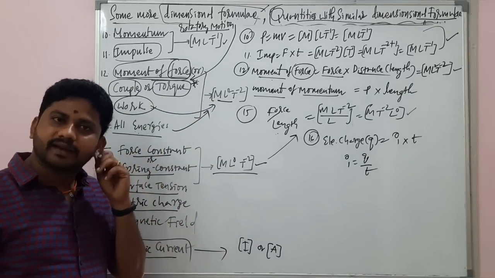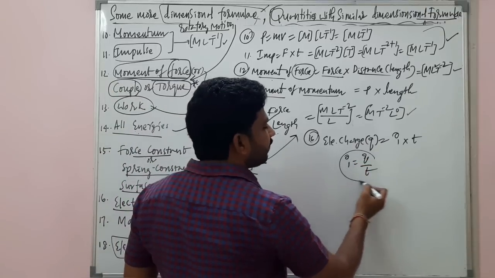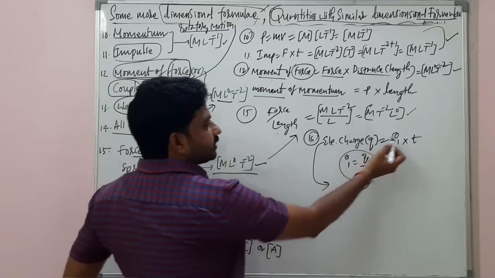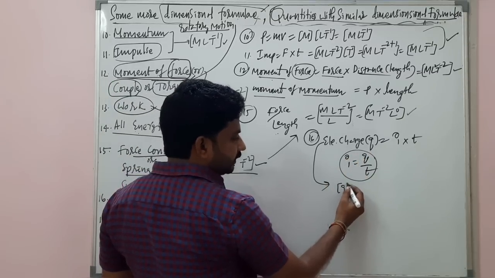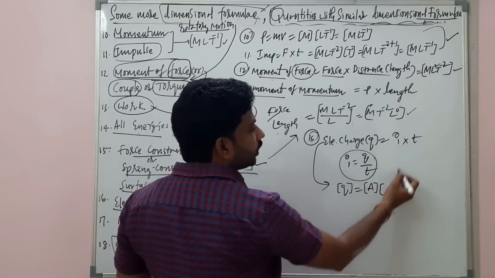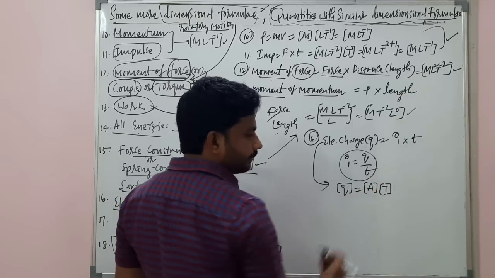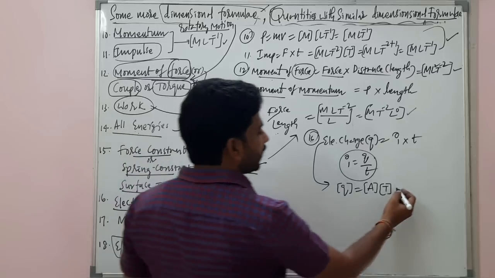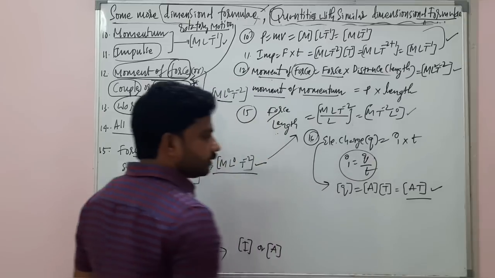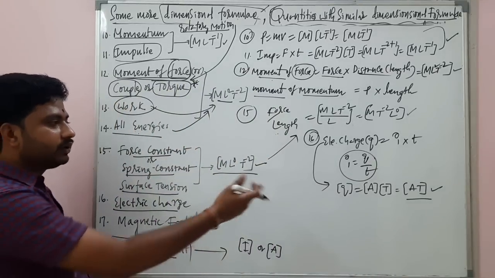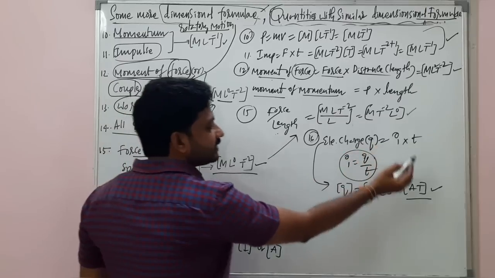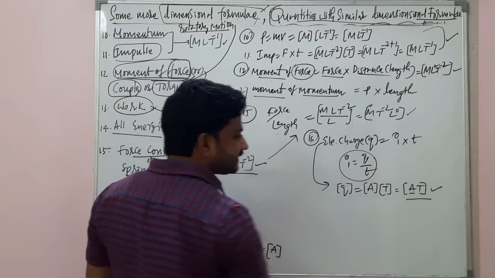So, what is our aim? Our aim is to find the electric charge dimensional formula. The dimensional formula of electric charge is equal to I, which is ampere, A, into T. So the dimensional formula is A T. A is the ampere, T is the time dimensional formula. Current dimensional formula is A and time dimensional formula is T.